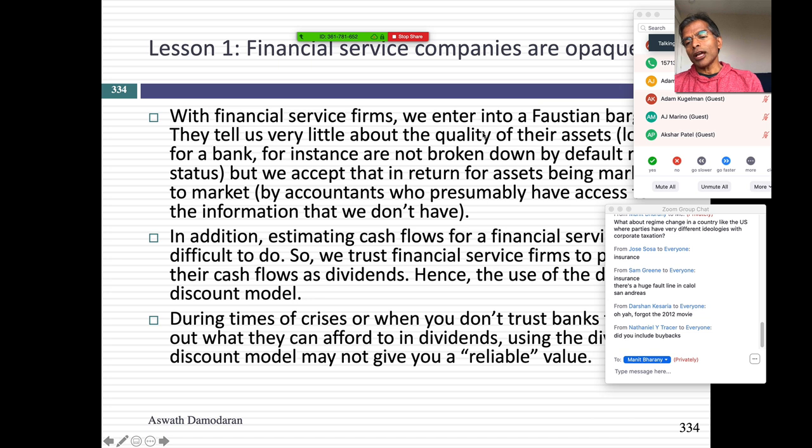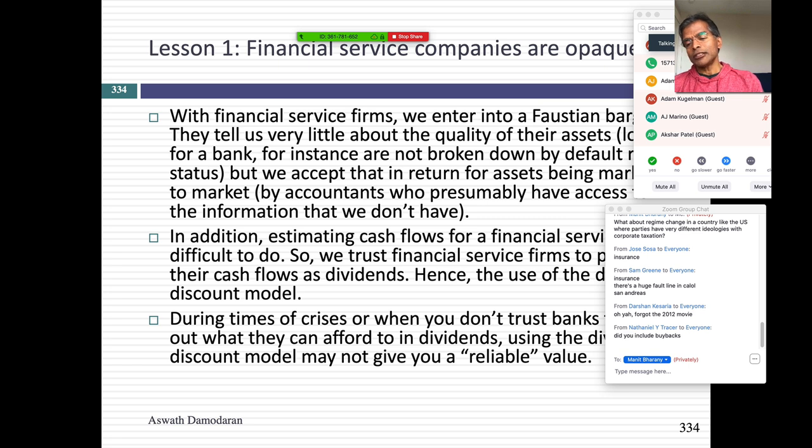So let's take a look at what makes banks so messy. Banks are incredibly opaque entities. What I mean by that is when you read the financial statements for a bank, you learn far less about the bank than you do when you read the financial statements for a traditional company. Why? Because there's so much banks don't tell us. They tell us they have loans, but they don't tell us what percent of the loans are in trouble and how much they will have trouble collecting on the loans.